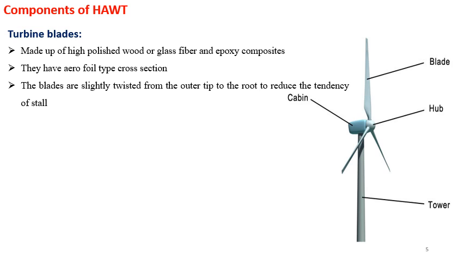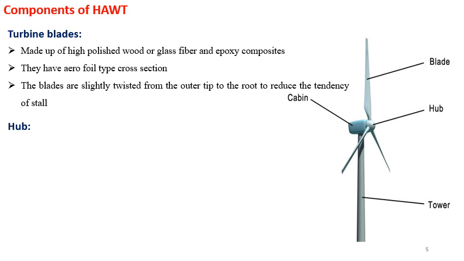One major disadvantage with rotors with slender aerofoil blades is that they will not start up without first being rotated to generate lift. Therefore, it requires some external source of power. So that is about rotor or turbine blades. Then the second important component is the hub.